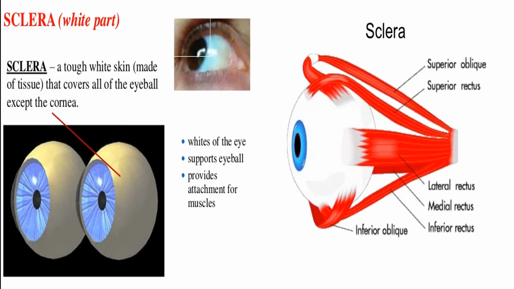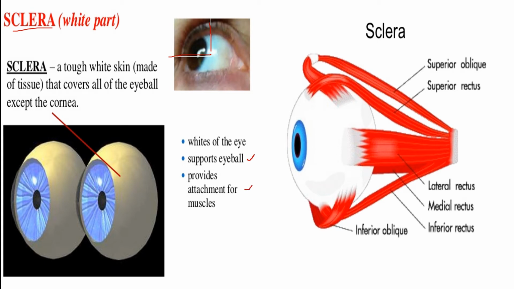Now if you see the eye from outside, the white thing which we can visualize outside, this white part of the eye is called the sclera. It is a tough white skin made up of tissue and it covers the eyeball except the cornea region. It supports the eyeball and it provides attachment for the muscles.